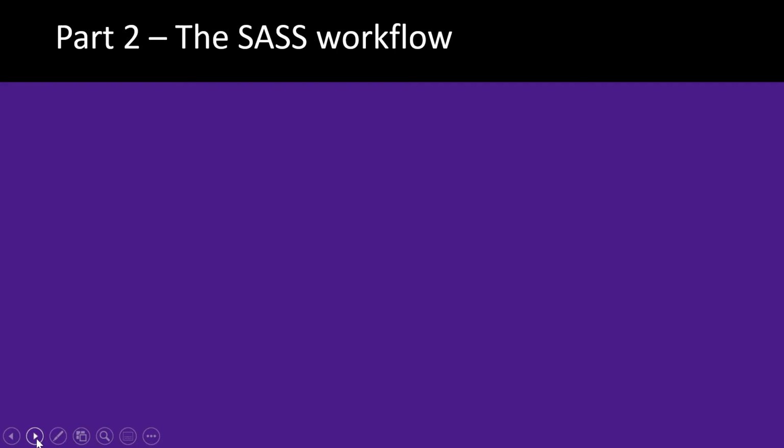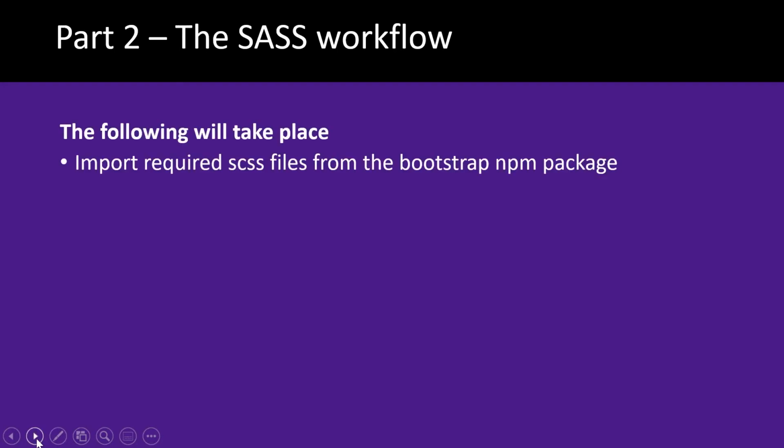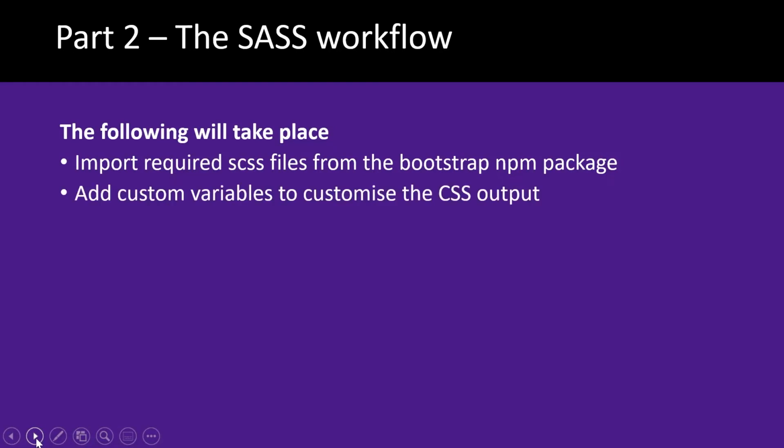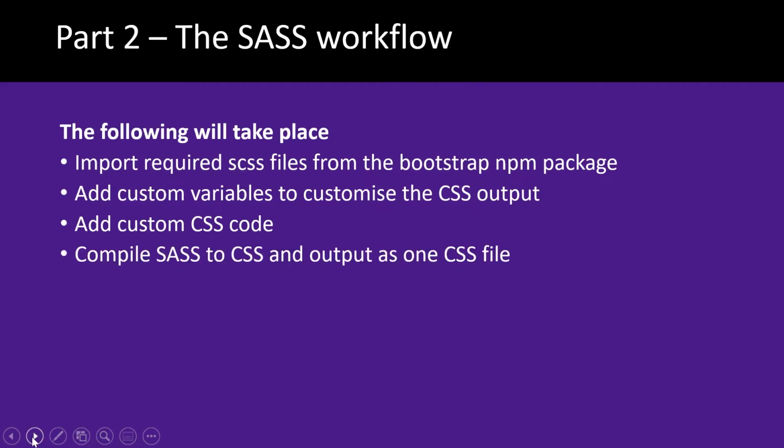Now the SASS workflow: we're going to be importing the required SCSS files from Bootstrap's npm package. We're going to add custom variables to customize the CSS output. And that means you're not creating extra lines of code, we're actually modifying Bootstrap itself. We're going to add custom CSS code at the end of the file. We're going to then compile that SASS code to CSS, and it's going to be output as one CSS file.